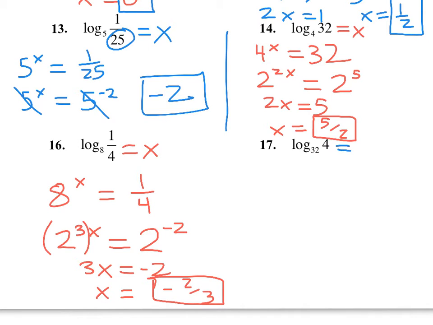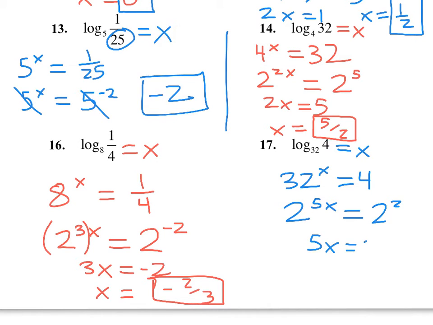Okay, 32 and 4 are both powers of 2. Writing it in exponential form, 32 to the x equals 4. 32, if you break it down, is 2 to the 5th power. 4 is 2 squared, so x equals 2 over 5.